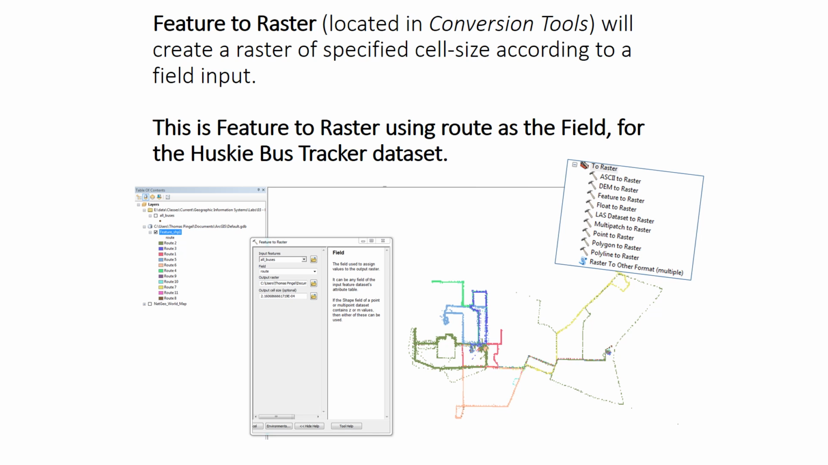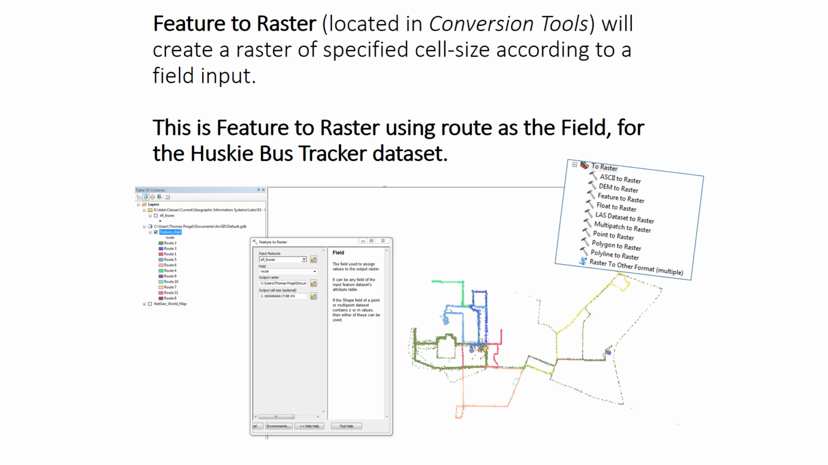The way that you do this within ArcGIS is using the feature to raster tool. So this is located in conversion tools, but of course you can always just search for it. The feature to raster tool's job is to take these often points, but you can actually use lines as well. Usually take these points and turn them into a raster.